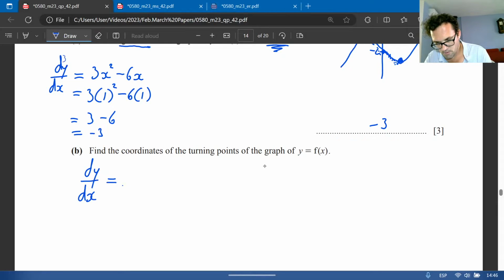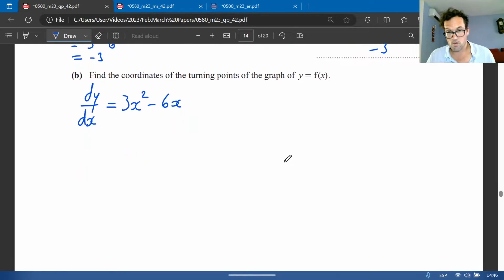Which was 3x squared minus 6x. We've already done that, but now we know what the gradient is. We want to know where it is. The gradient will be 0, so that's equal to 0. And we need to solve this. Solving this, we know there's going to be 2 turning points.